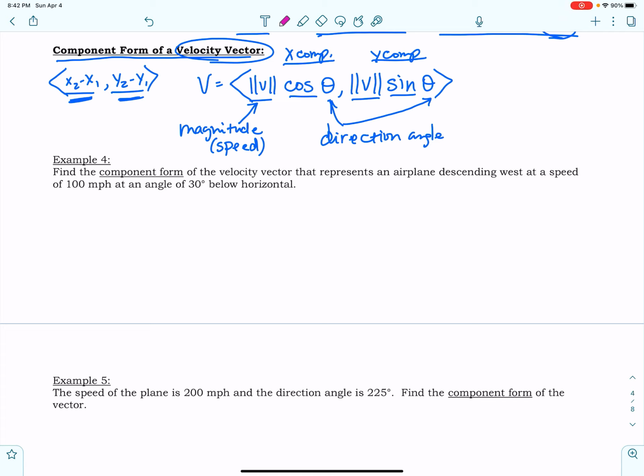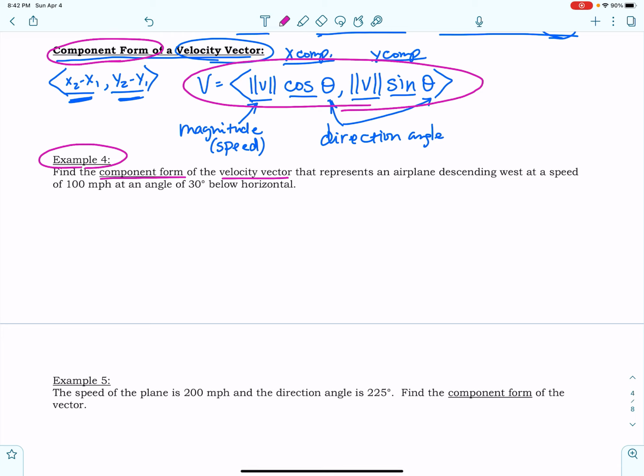Okay, pre-cal, we are going to continue looking at velocity vectors and their component forms. So we're going to look at example 4 here. We are told to find the component form of the velocity vector. That represents, for our specific situation, an airplane descending west at a speed of 100 miles per hour and at an angle of 30 degrees below horizontal.